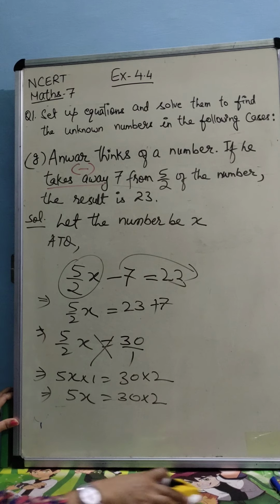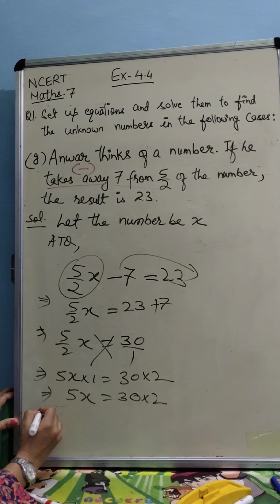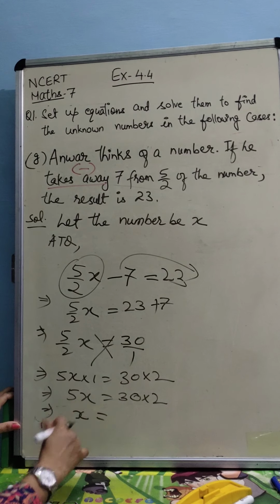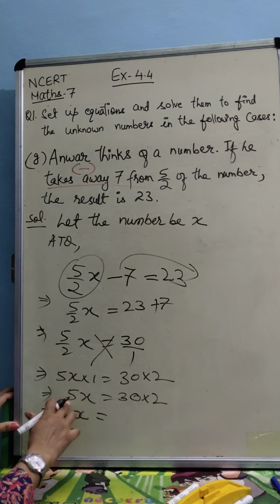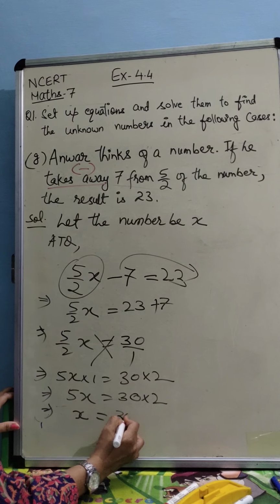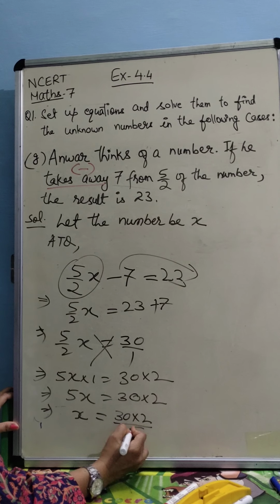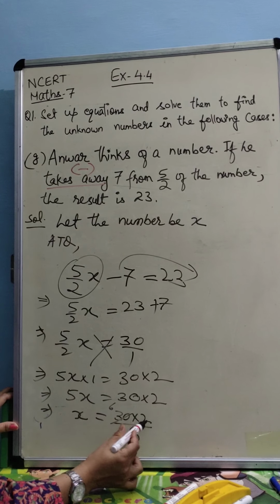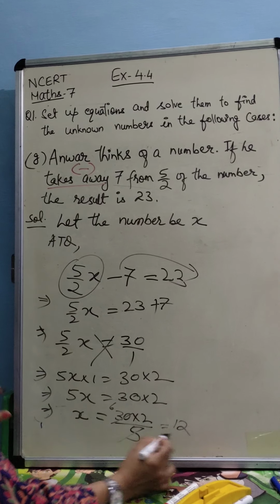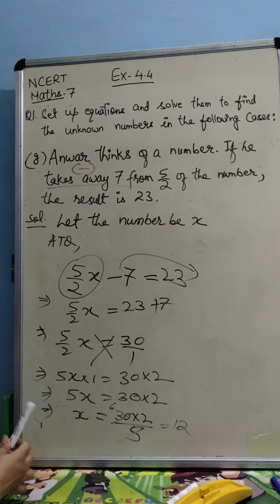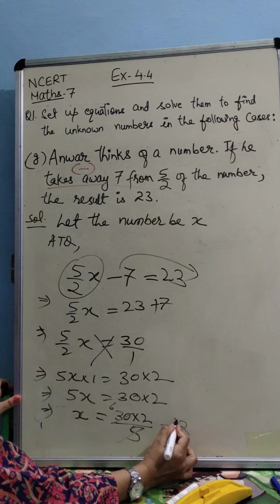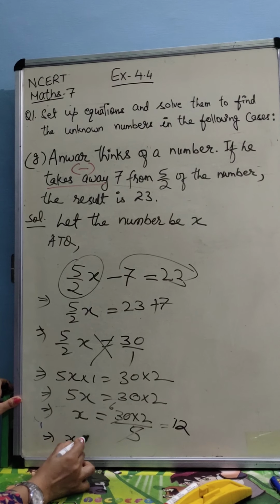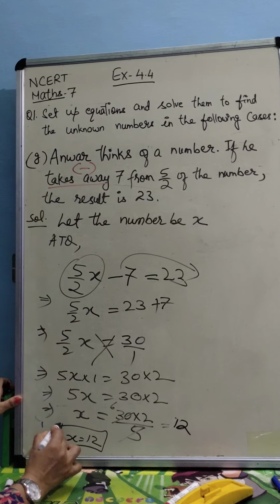No need to multiply it because it will cancel. So it is easier while cancelling. So no need to multiply. So 5 into x. This 5 will be transposed and it will become divided by 5. Now 30 and 5 will be cancelled. 5 sixes are 30. And 6 into 2 is how much? 12. 6 into 2 is 12. So the value of x is 12, which is the required answer.